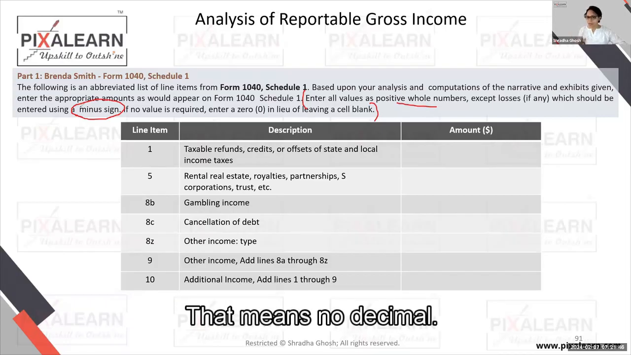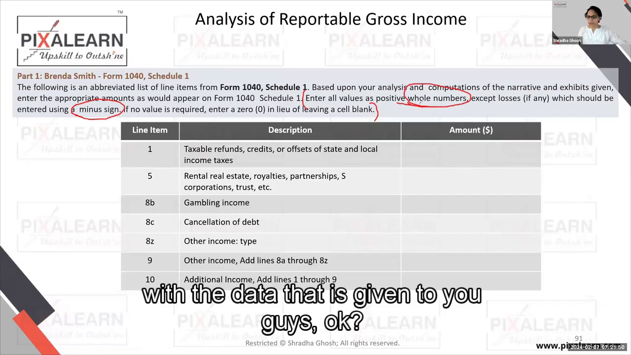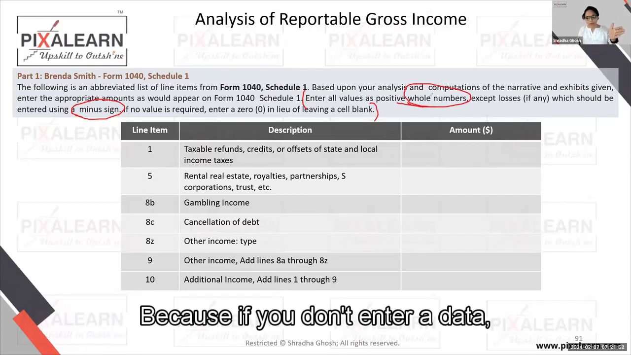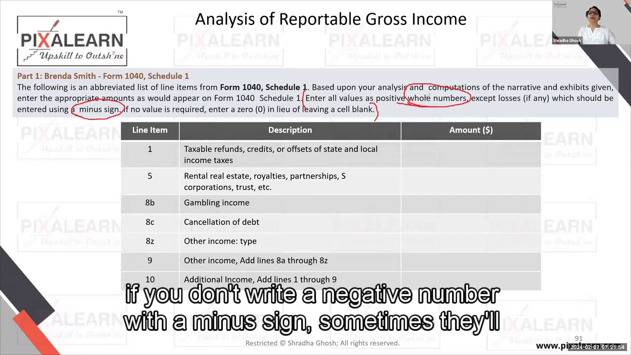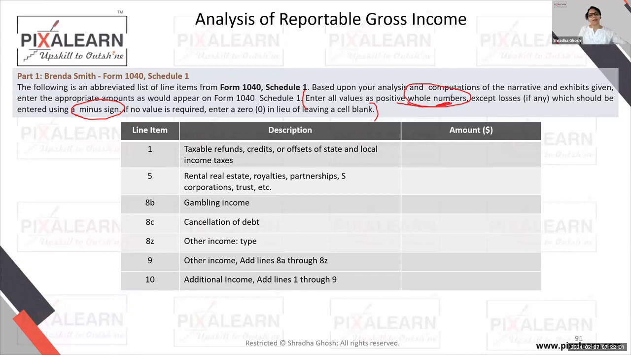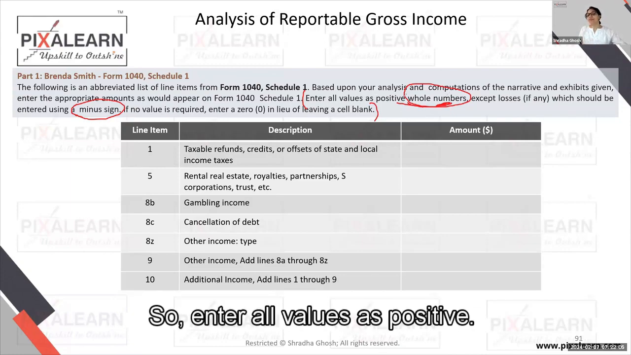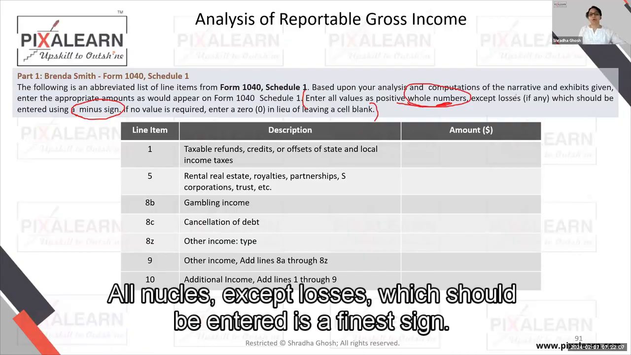That means no decimal. Be very, very clear with the data that is given to you guys, okay? Because if you don't write a negative number with a minus sign, sometimes it will tell you to round off the number. You need to know this, otherwise that guy does not understand how smart you are. Okay. So enter all values as positive whole numbers except losses, which should be entered with a minus sign.